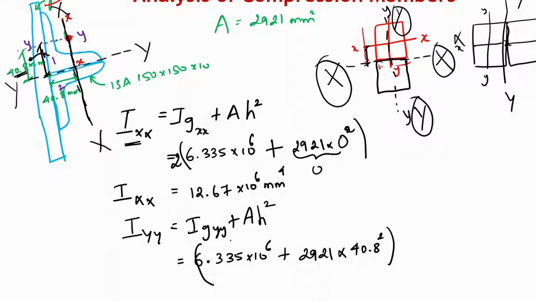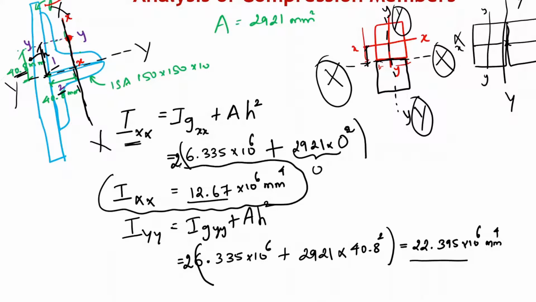Again, this is only due to one angle. Since I have two angles, I am going to multiply by 2. Iyy, which I am getting, is 22.395 into 10 to the power 6 mm to the power 4. Okay, now I got Ixx and Iyy. Whichever is least, that is where the buckling is going to happen. So here the least moment of inertia is about the axis xx, 12.67 into 10 to the power 6 mm to the power 4.